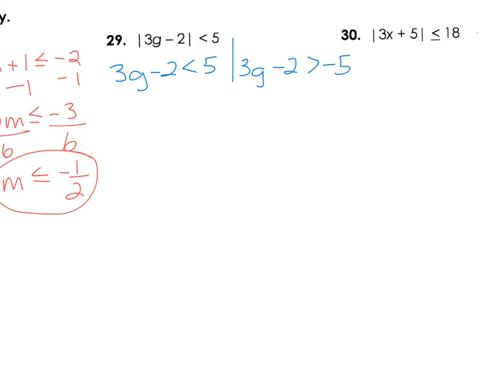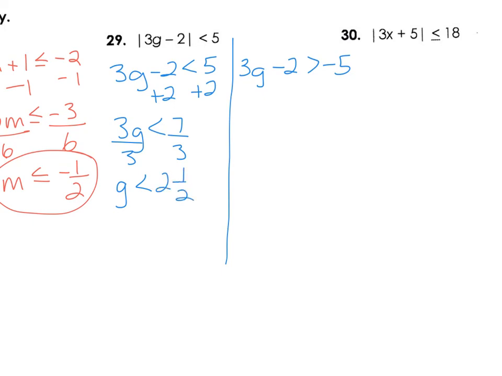So if I start with the one on the left-hand side, I would add 2 to both sides. That gives me 3g less than 7. Divide by 3 on both sides. That gives me g is less than 2.5. That would be one of my answers.